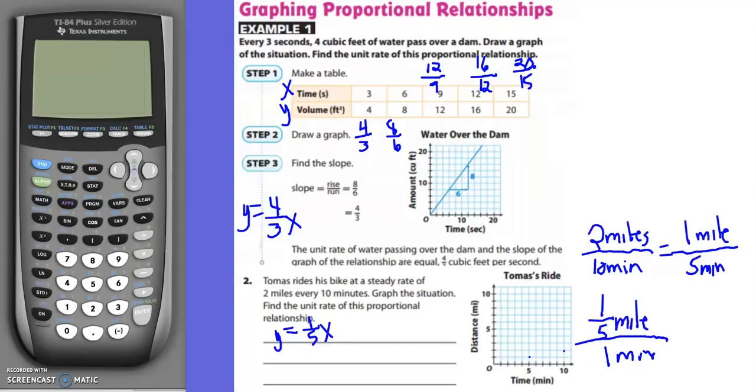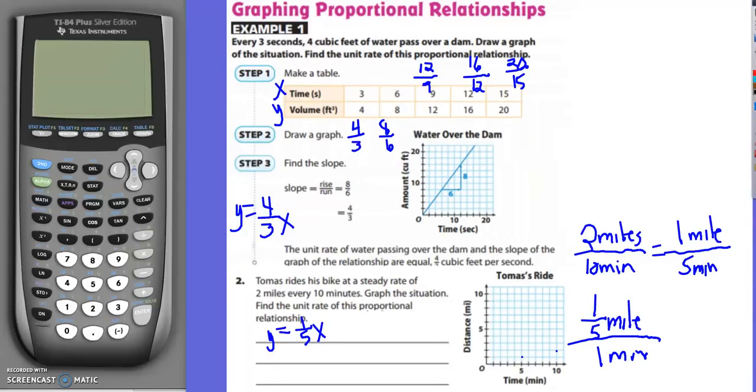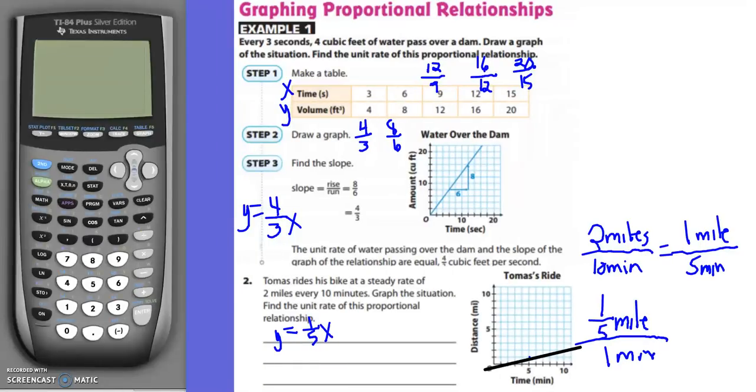Okay, and I'm going to use my straight edge here to help me draw this line because it makes life a little bit easier. Okay, so that is what my line looks like. The slope is 1/5. All right, let's go to the next example.